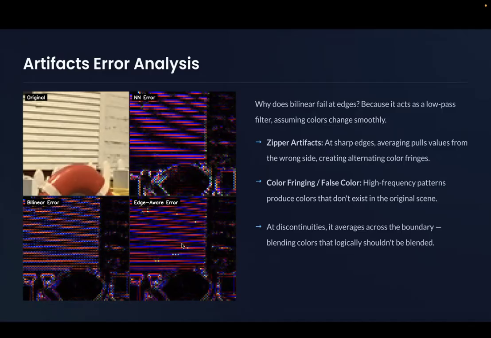The fundamental reason bilinear fails at edges is that it's a low-pass filter. It assumes smooth color transitions. At a discontinuity like the edge of the life preserver, it averages pixels from both sides of the boundary, so red and white get blended into something that shouldn't really exist.